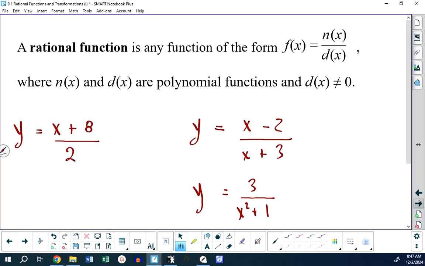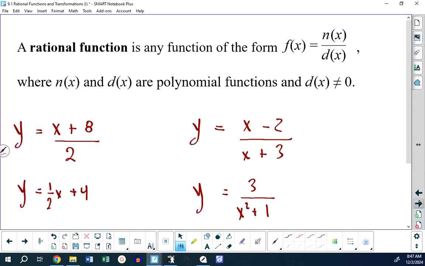This is not a rational function. It's a linear function because I can write that as y is equal to 1/2 x plus 4. So there's no denominator. And now we get into the nitty-gritty. In my mind, the better definition of a rational function is any function that has a denominator containing a variable.